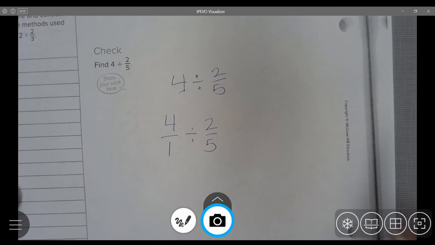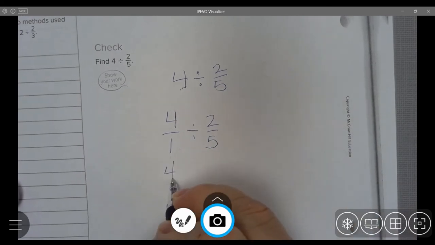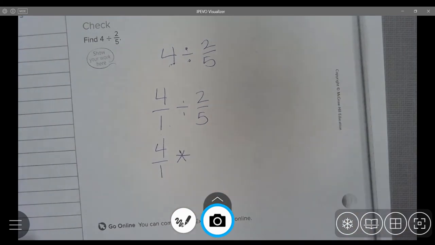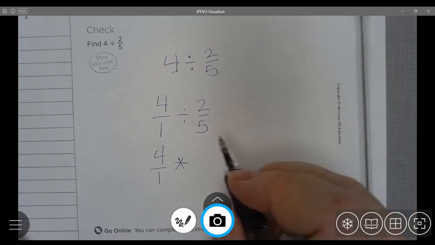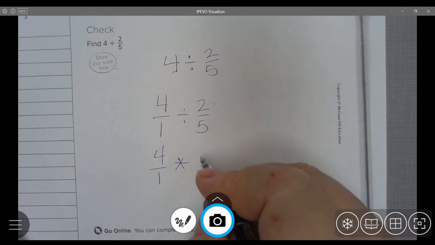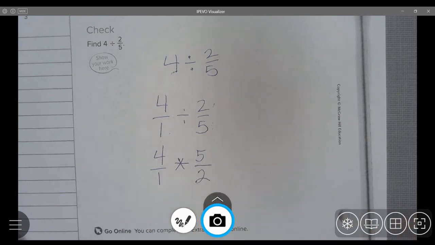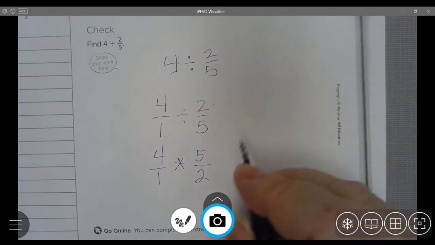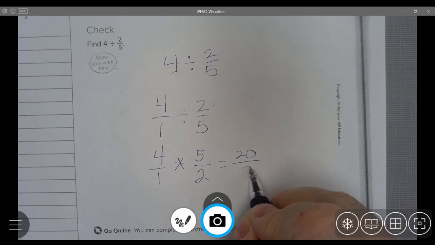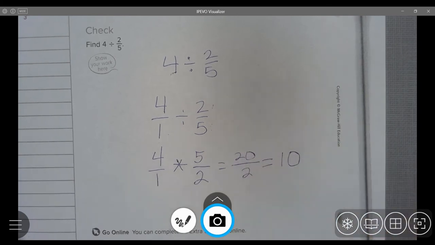Now it says we need to do the reciprocal. So I'm going to do 4 over 1. That's going to stay the same. I'm going to multiply, which is the opposite. And I'm going to take this number 2 and this number 5 and put them in their reciprocal spots. So 5 over 2. So if I take a look at this, I could do this. 5 times 4 is 20. I could say 1 times 2 is 2. How many 2's are in 20? And that would be 10 wholes.